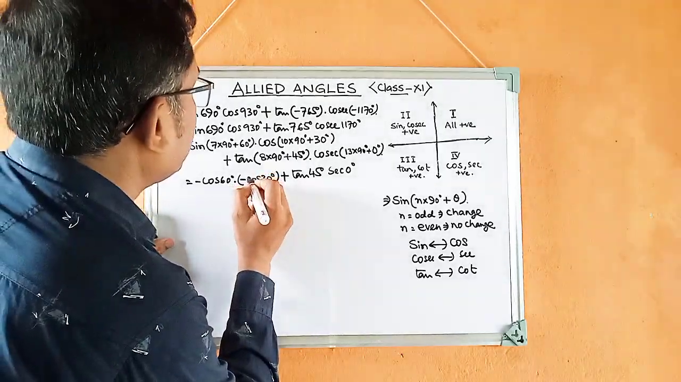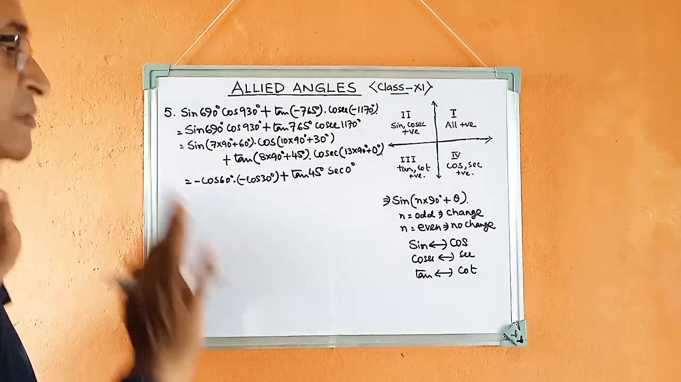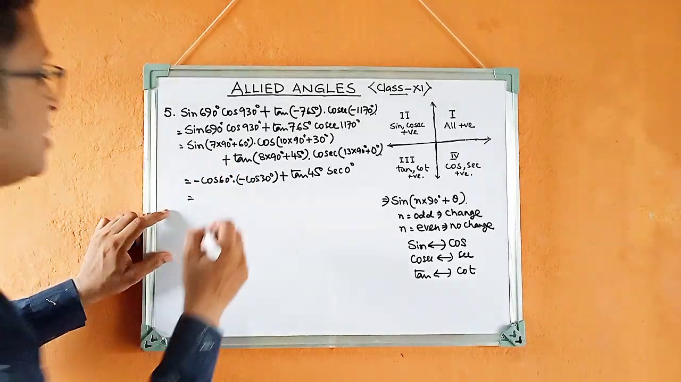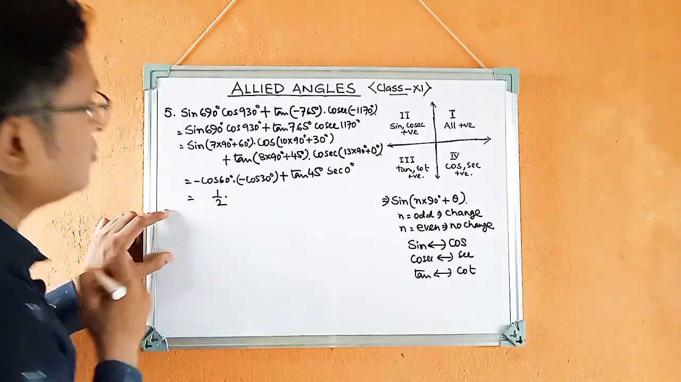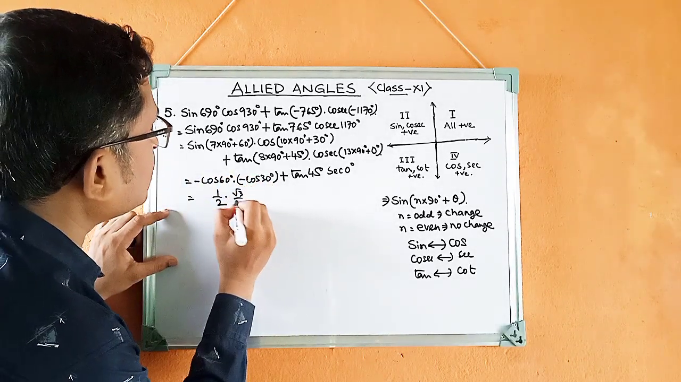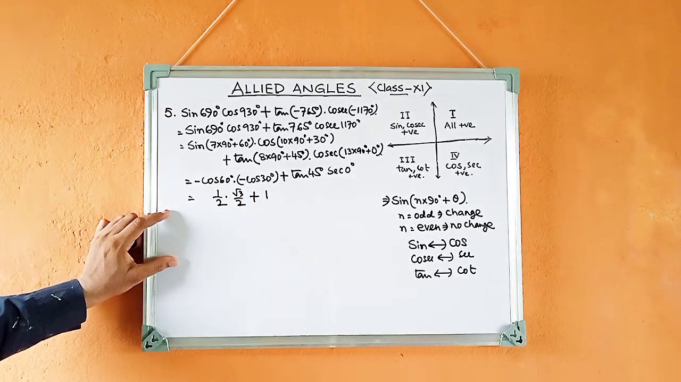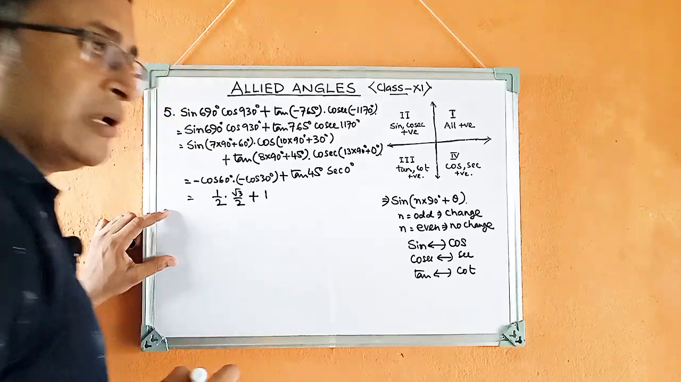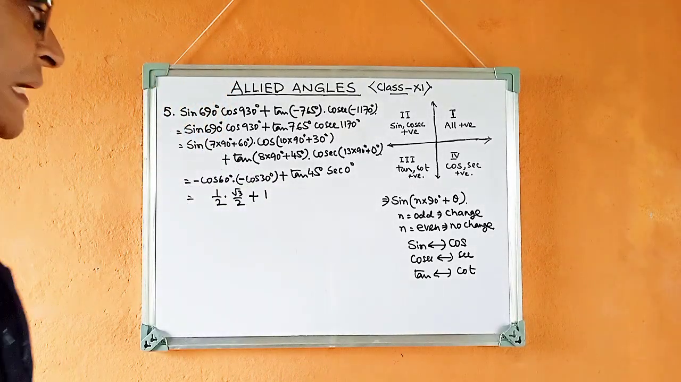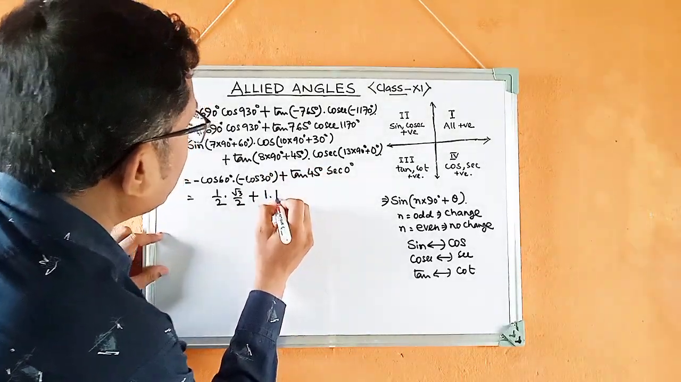Hope all of you are clear. There is no doubt. Now just put the values. Here minus minus becomes plus. The value of cos 60 degree is equal to half, into minus minus plus cos 30 degree, which is root 3 by 2. Then plus tan 45 degree, that is 1, and sec 0 degree. The value of cos 0 degree is 1, and the reciprocal of 1 is also 1, so the value of sec 0 degree is 1. So 1 into 1.